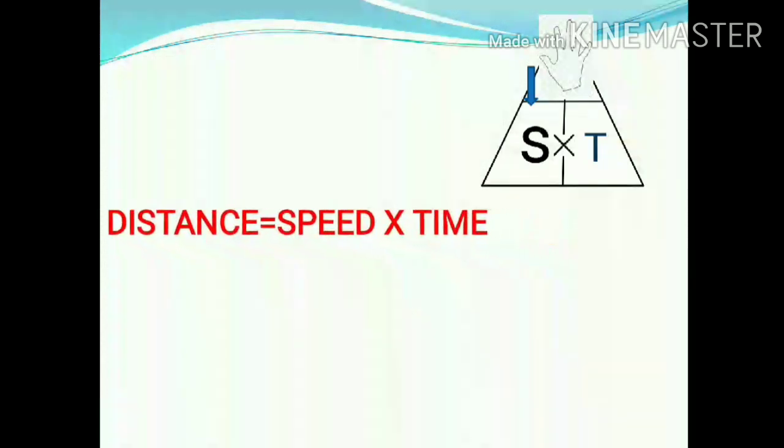Now we'll see how we can use this super triangle to remember the formula. Suppose we have to find the formula of D, then hide D and you will be left with only S and T. So the formula for distance is equal to S into T, that is distance is equal to speed into time.